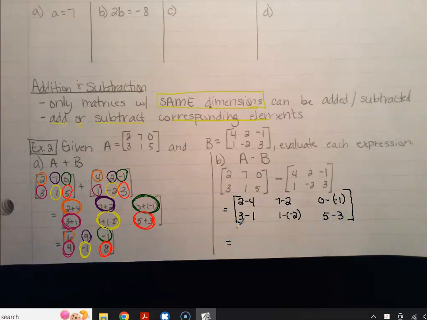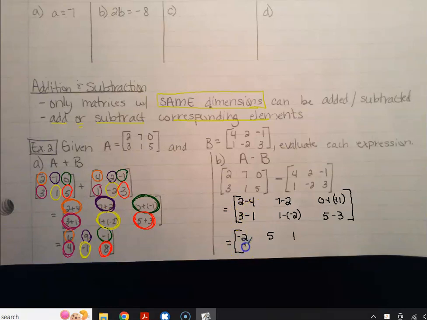Okay, and let's simplify this. So 2 minus 4 is -2. 7 minus 2 is 5. And 0 minus -1, well, that's the same thing as plus, so this is 1. All right, I usually work across the page, just like you're reading. There's no right or wrong, but just make sure you're putting them in the right place.